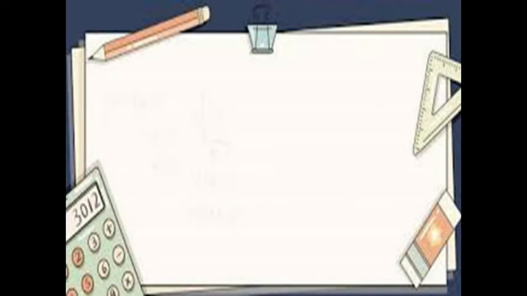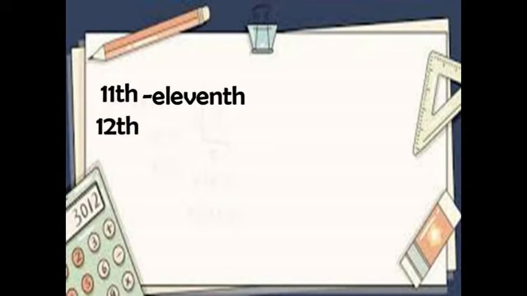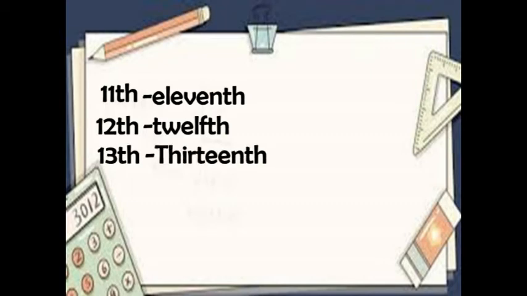Another one, we have here number 11 and we add th. So we can read this as 11th. Next one, we have here 12 and we add the suffix th again. So we can read this as 12th. And next we have here 13 and we add the suffix th. So we can read this as 13th. And next we have here number 14 and we add the suffix th. So we can read this as 14th.